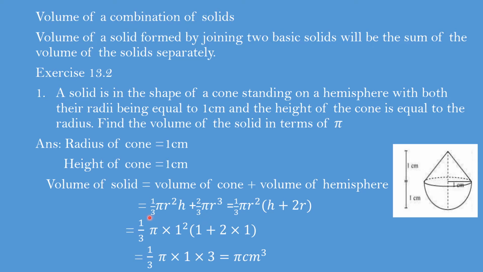Taking 1 by 3 and pi r square common, we can see it will be 1 by 3 pi r square into h plus 2r. Substituting the values, radius equal to 1, height is also equal to 1. We have 1 by 3 pi into 1 square multiplied with 1 plus 2 into 1. That is 1 by 3 pi into 1 into 3, which is equal to pi centimeter cube.